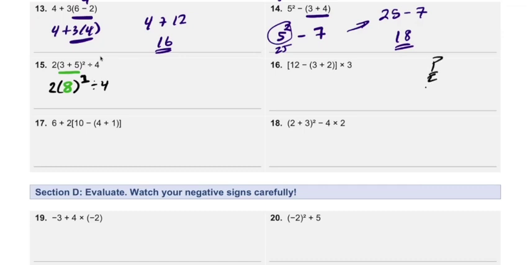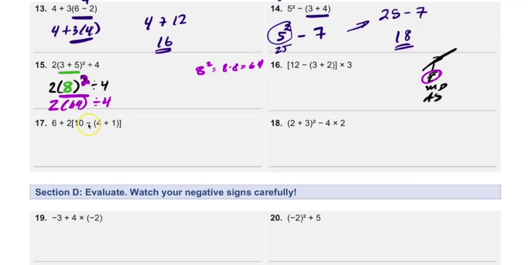Next, PEMDAS, just in case. We did parentheses. Next, I got to do exponents. So I got to do a square. That's an ugly 2. There we go. So I actually got to do this first. So 8 squared goes before 2 times 8. Right? Exponents before multiplication. So I got to do 8 squared first. That is 8 times 8, which is 64. So I have 2 times 64 divided by 4.